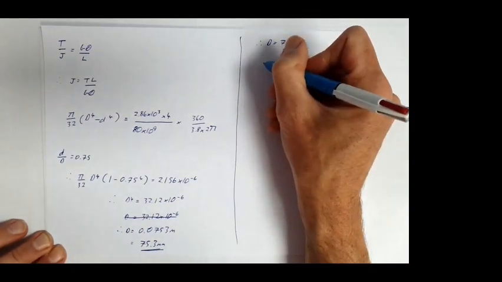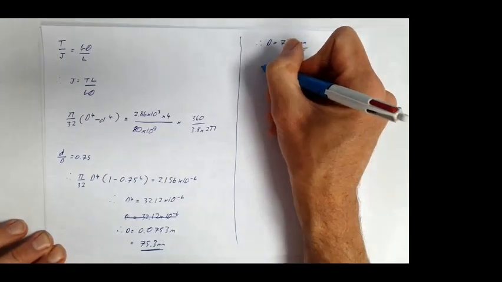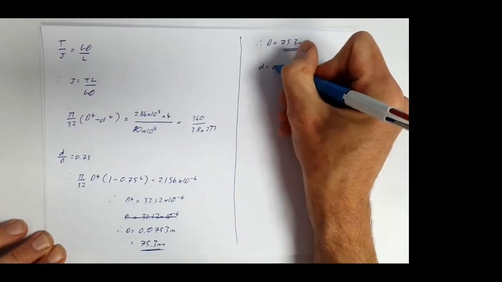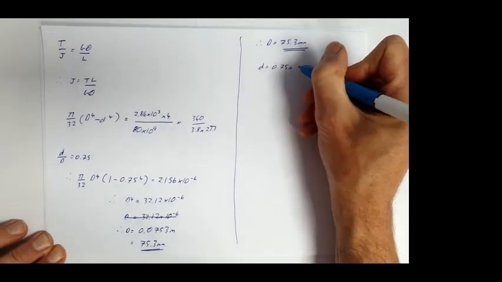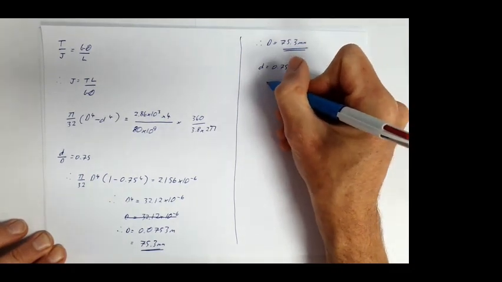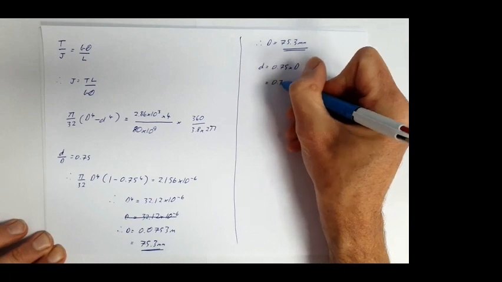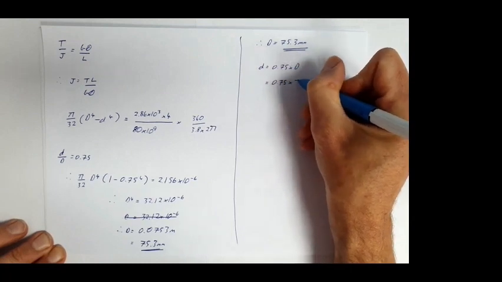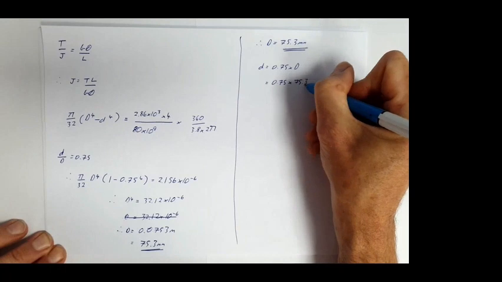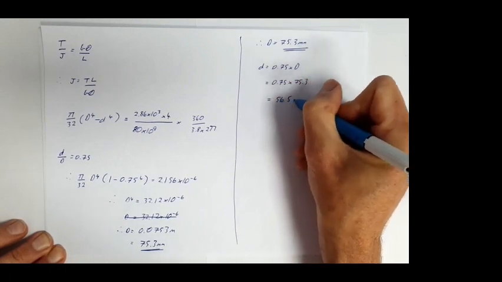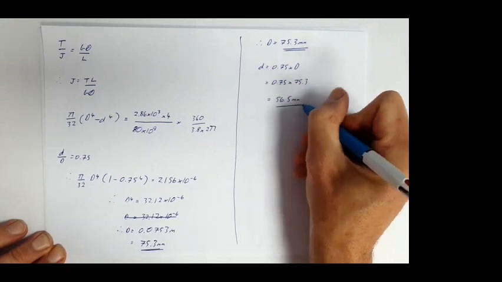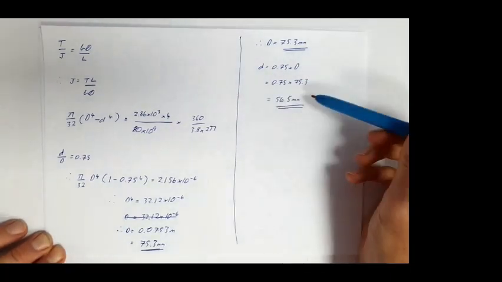Now, we know that small d equals 0.75 times by big D, which is 0.75 times by 75.3, which gives me 56.5 millimeters. That's going to be the inside diameter.